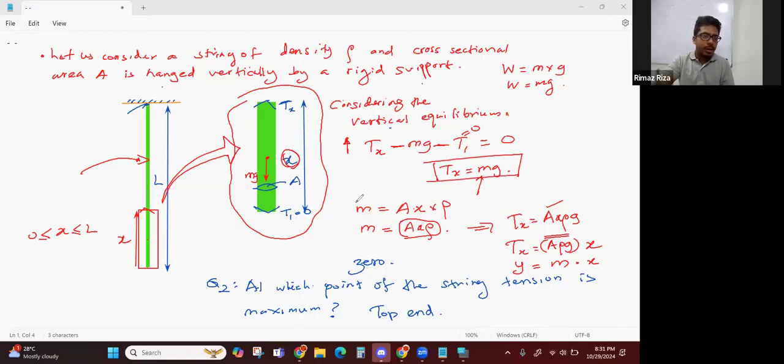And then you can write an equation for mass in terms of Ax and rho. Therefore, the mass of this part will be Ax rho. So you can substitute for mass in this equation. Therefore, Tx equals A rho g times x.